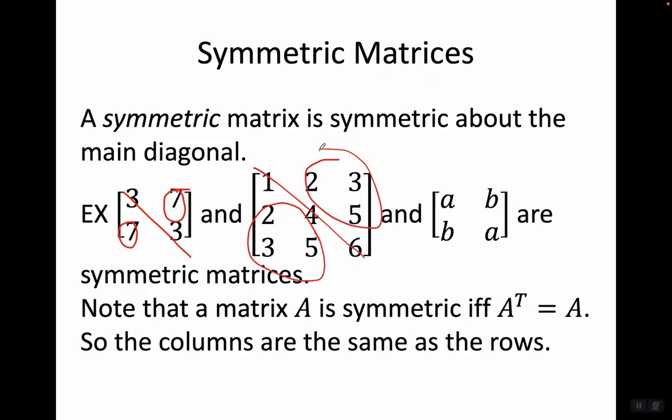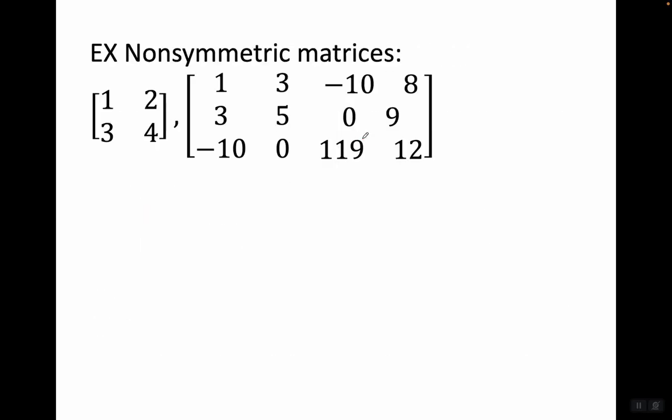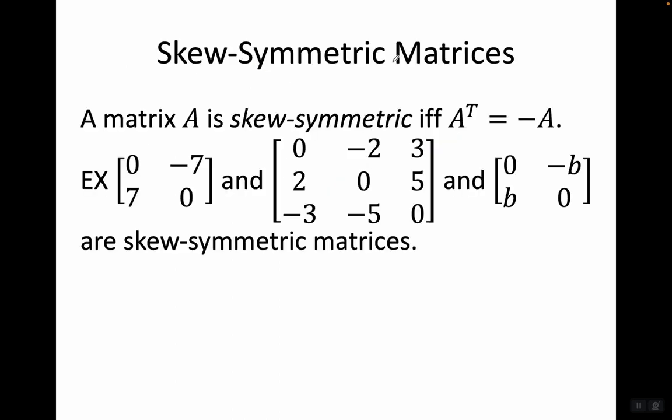Note that a matrix A is symmetric if and only if A transpose equals A. So the columns are the same as the rows. The rows of this matrix are 1, 2, 3, 2, 4, 5, 3, 5, 6, and those are also the columns. So A transpose equals A. Here are some non-symmetric matrices, 1, 2, 3, 4. And there's no way that this could be symmetric because it's not even square. It has to be square to be symmetric.